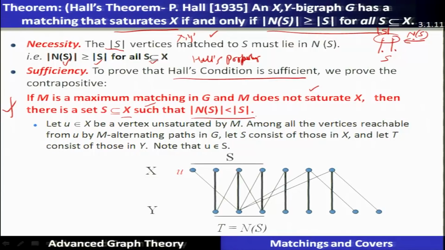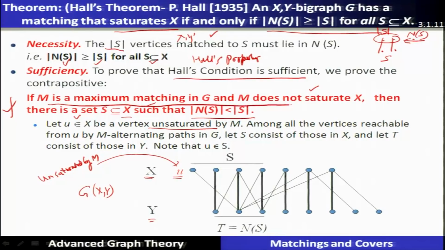So, for this, let us assume a vertex u which belongs to X. So, this is the bigraph, X and Y bigraph, and there exists a vertex u, and this is an unsaturated vertex by a matching M. So, that is the given condition.